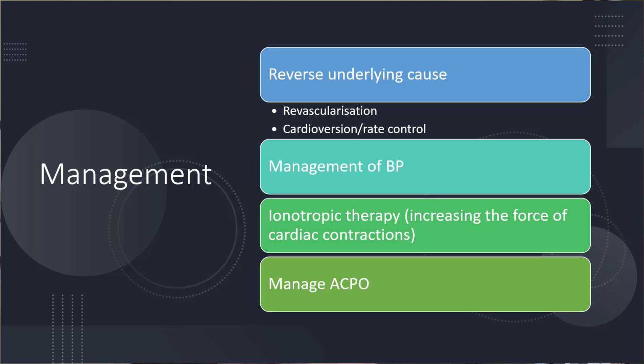Once these have been initiated, but should shock still persist, the following strategies are the ones that we would then consider. So our second priority is management of blood pressure. The third is the provision of inotropy, or something that increases the force of cardiac contractions. And lastly, we would look to manage ACPO if it exists.